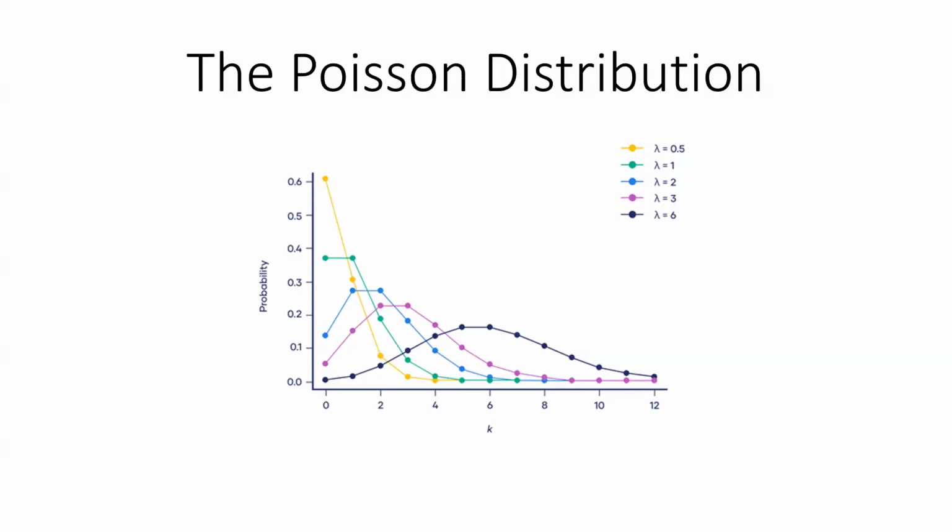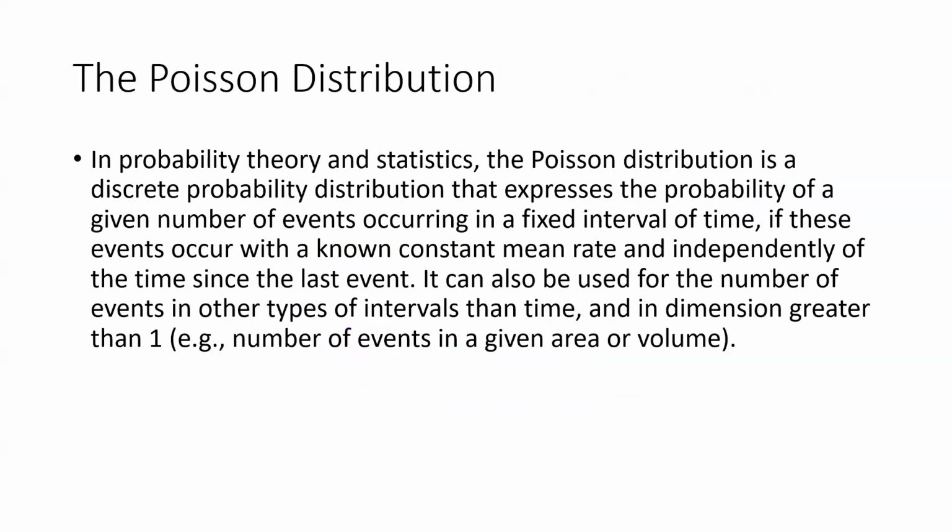We're going to go over its application, and we're going to do a couple of examples in the R programming language. So the definition of the Poisson distribution. In probability theory and statistics, the Poisson distribution is a discrete probability distribution that expresses the probability of a given number of events occurring in a fixed interval of time. And that is, if these events occur with a known constant mean rate and independently of the time since the last event. This will become evident as we go through the examples. It can also be used for the number of events in other types of intervals than time and in dimensions greater than 1.